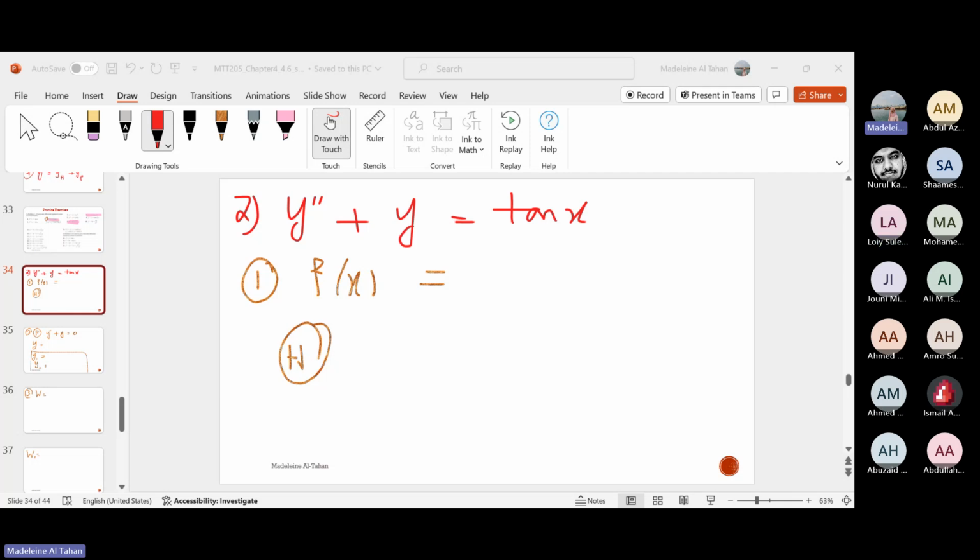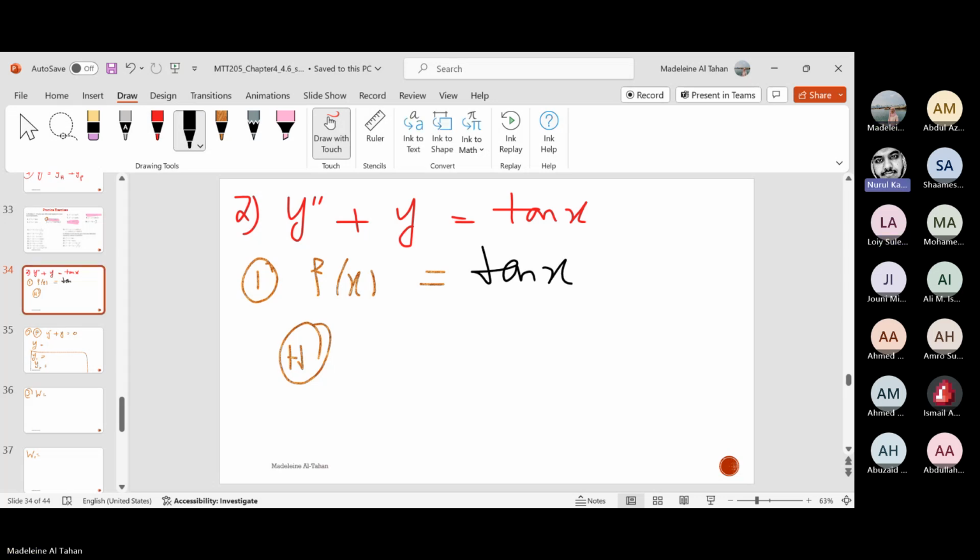Okay. So let's solve it together. F of x is equal to what, miss? Tangent x, and this one, y double prime plus y equal to 0. The first step, are we okay with it before we move to the next step? Doctor, it's clear.